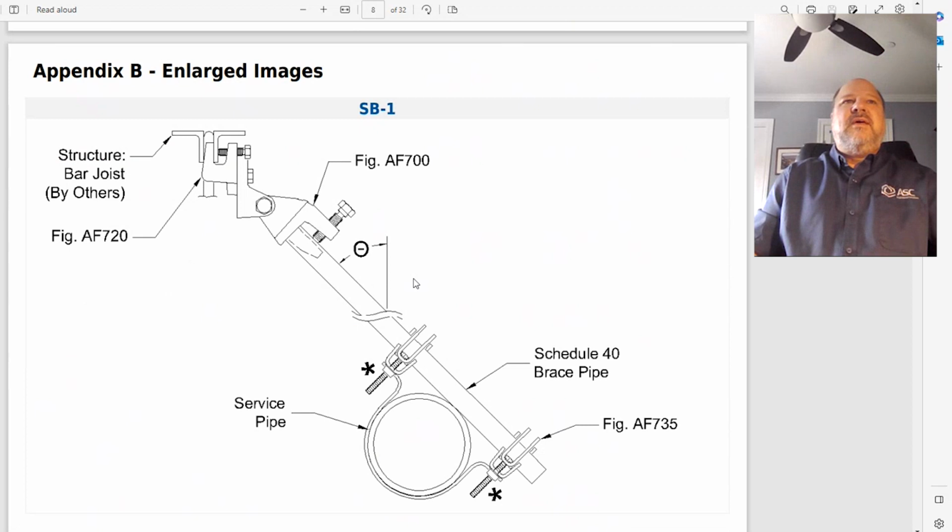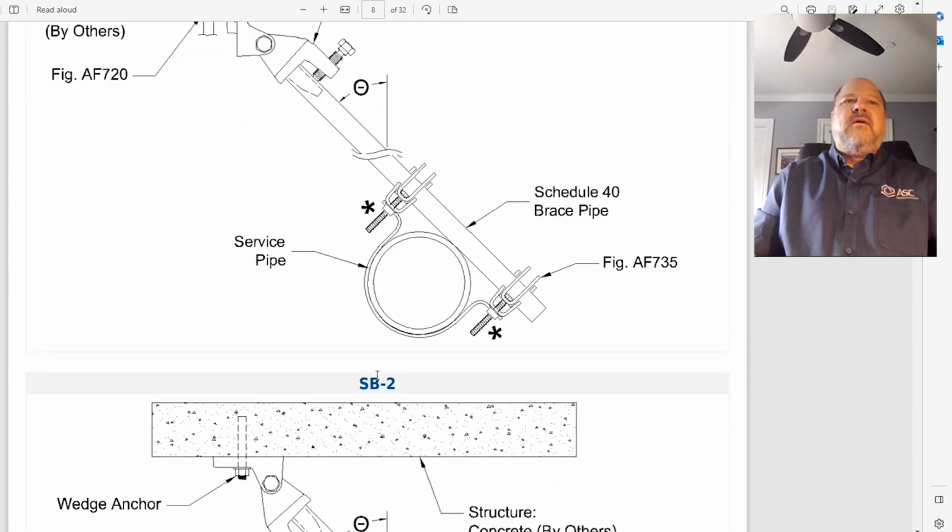Next thing we give you is a nice big blow up of every one of your sway braces, so you can put this on your plan or use it, whatever you find useful. Here's our typical steel into a joist with a steel adapter, and showing our brand new AF735. And note that we even have an asterisk here, which indicates a note that the nuts have to be broken off as part of the installation process.